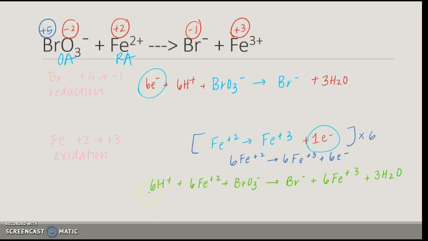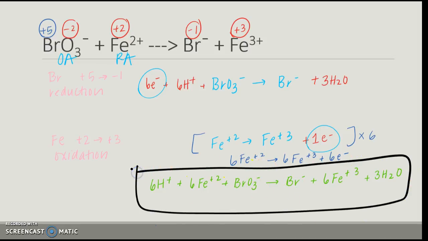6 H's on this side, 6 H's over there, 6 Fe's, 6 Fe's, 1 Br, 3 O's. Total charge is positive 17. Total charge is positive 17. Here's your final overall redox.